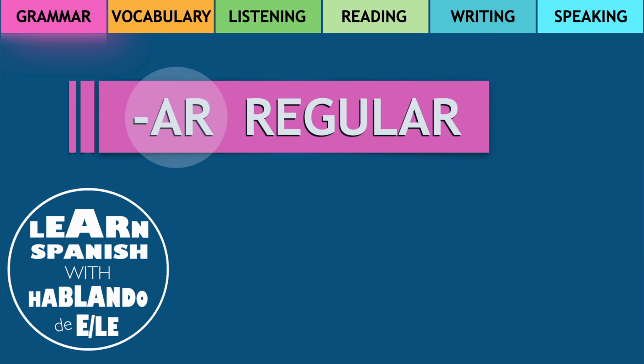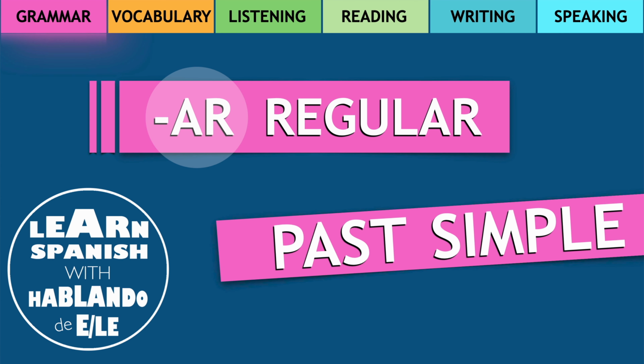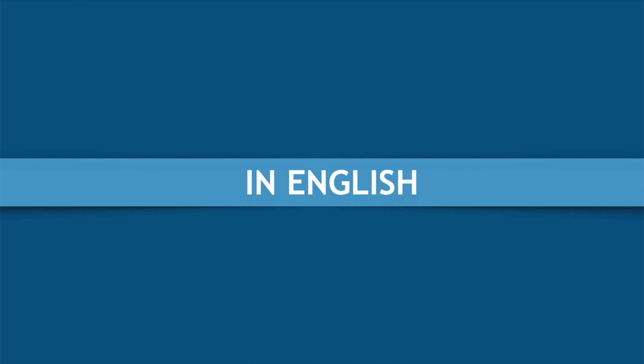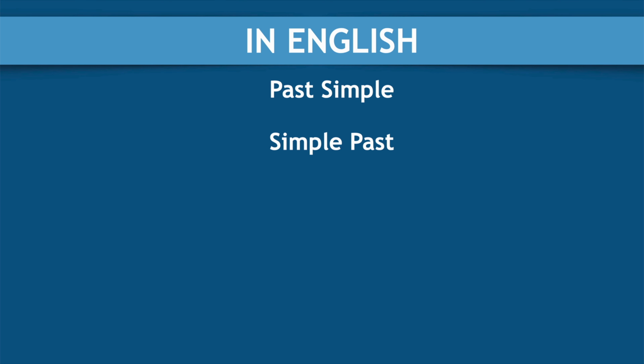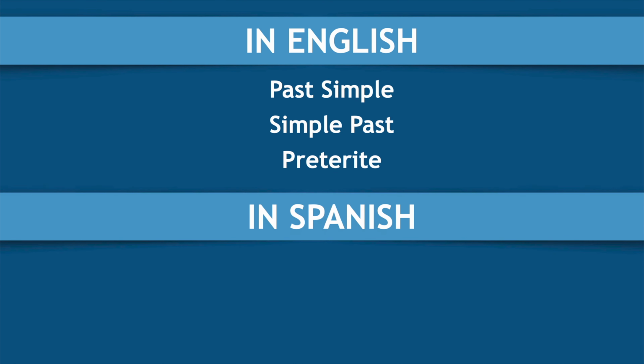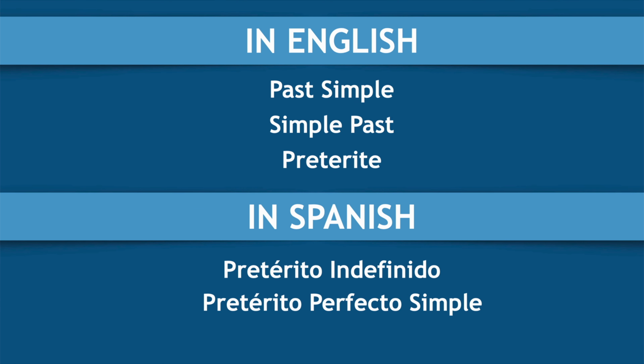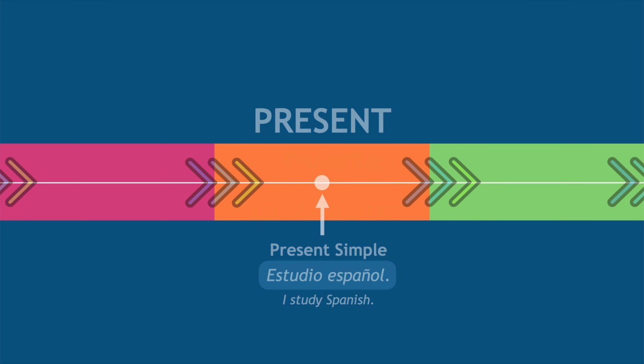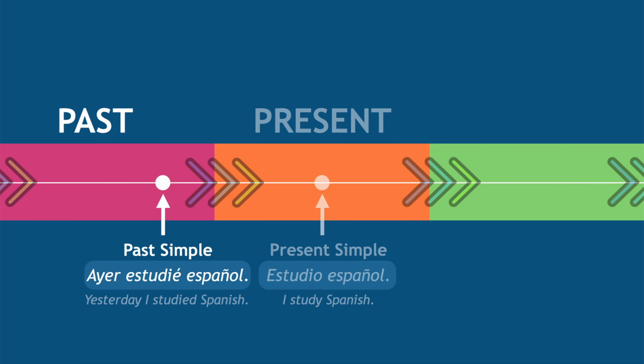Today we're going to learn the endings of the past simple and practice the most common AR regular verbs for all the persons in Spanish. Just bear in mind that the past simple receives different names in English and Spanish, but the most important thing is that with this tense you will be able to talk about actions that happened and concluded in the past, such as yesterday I studied Spanish. Empecemos.